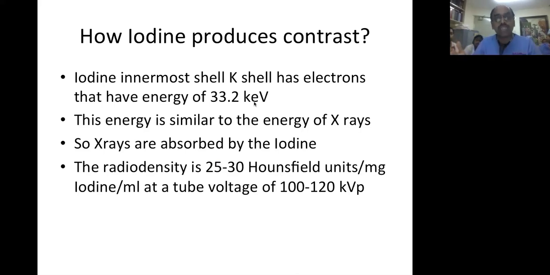Why iodine and not some other substance is because the innermost electrons in the K shell, that is the innermost shell, there are 2 electrons. Those 2 electrons have got energy that is shared by the energy of X-rays. And so entirely the X-rays will be stopped by iodine. So X-rays are absorbed by iodine. So if you are injecting iodinated contrast in the blood vessel, the blood vessel will not permit the X-rays to go through, so it will look bright, or rather it will be black in color. The radio density, suppose some theory question is being asked, the radio density of iodine is 25 to 30 Hounsfield units per milligram of iodine per ml at a tube voltage of 100 to 120 kilovolts.